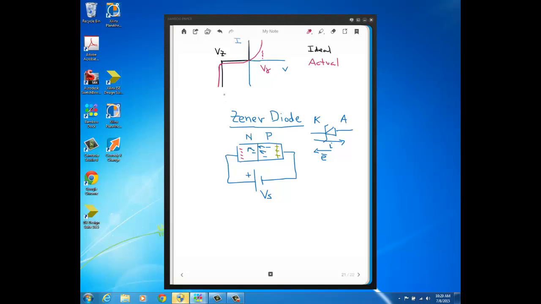You see, in the actual case, depending on what the current is, the voltage across the Zener will vary somewhat. It will typically vary a couple tenths of a volt. So even in the actual case, the Zener diode is very close to the ideal. And in this class, we're only going to worry about the ideal. So that was the physics behind a Zener diode.